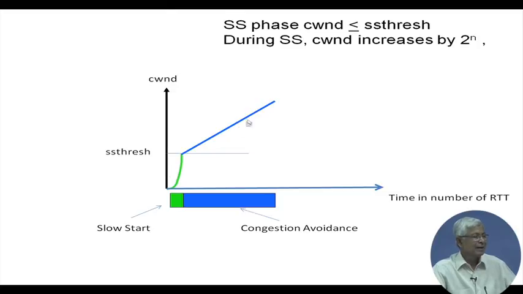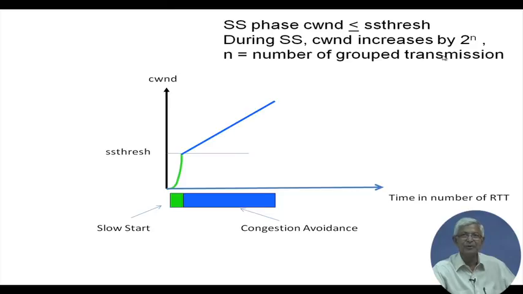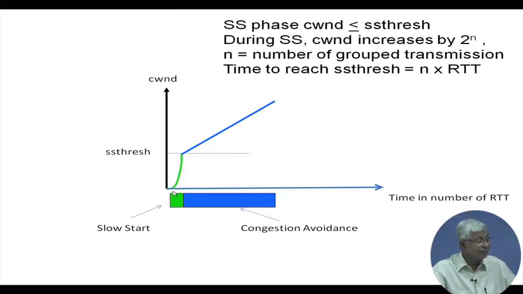So, during slow start cwnd increases by 2 to the power n, where n is the number of grouped transmissions. So, the time to reach this SS threshold, if we say this will be my throughput, is n times RTT, as 2 to the power n, and n is how many RTTs have passed. So, n times RTT.